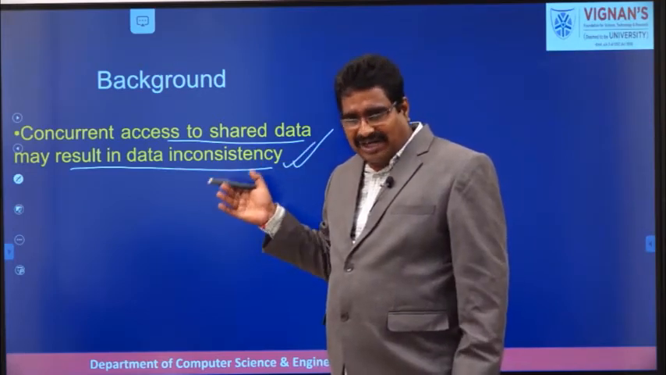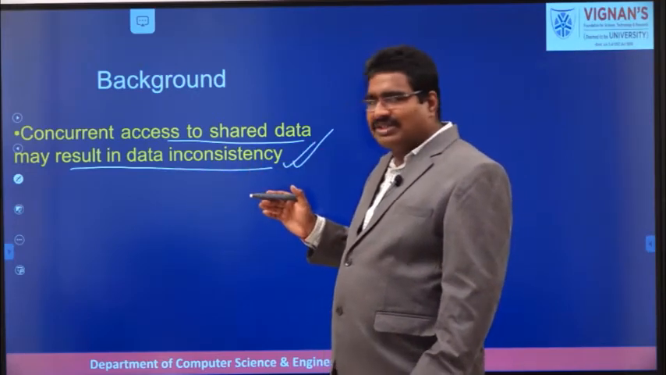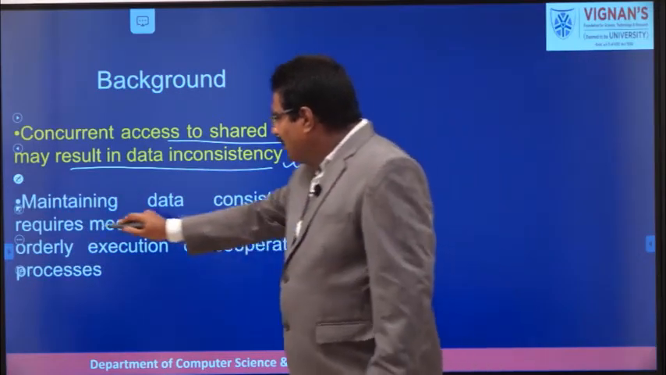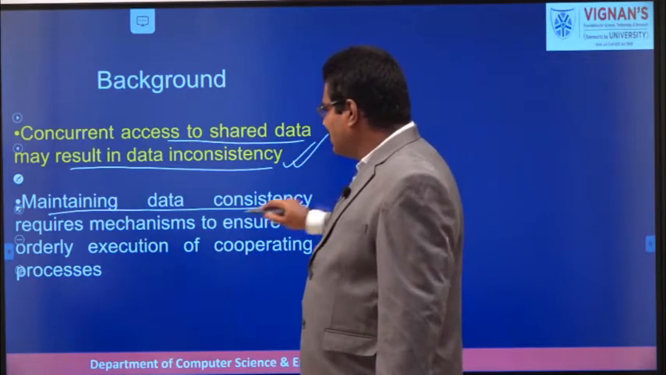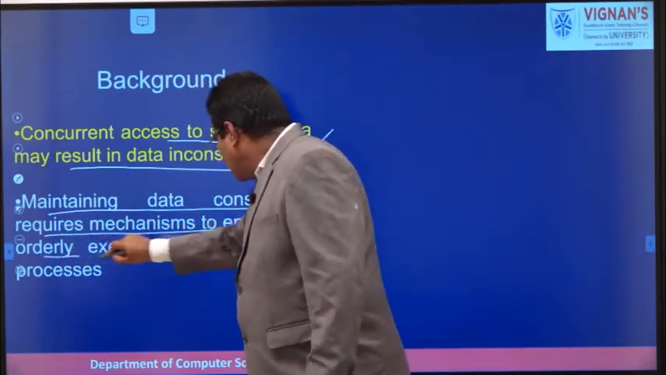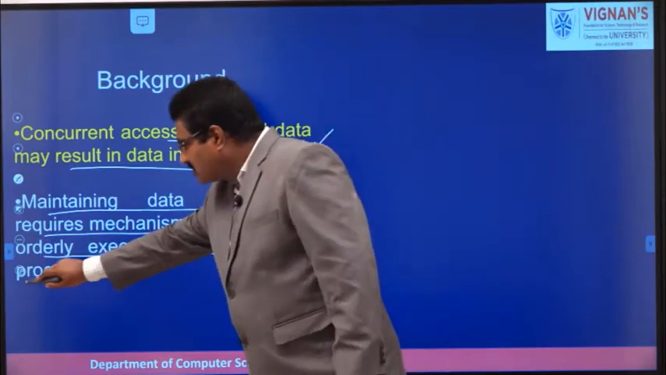I hope you understand that. To overcome that, what is the requirement? Maintaining data consistency requires mechanisms to ensure the orderly execution of cooperating processes.